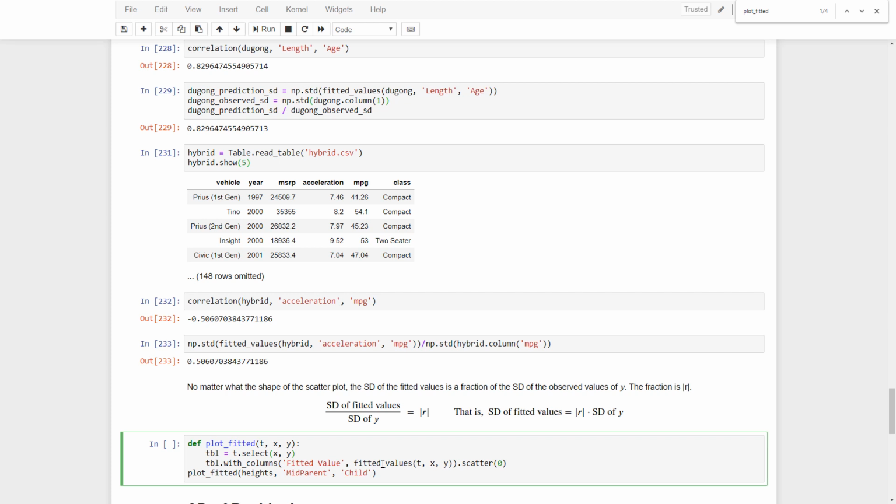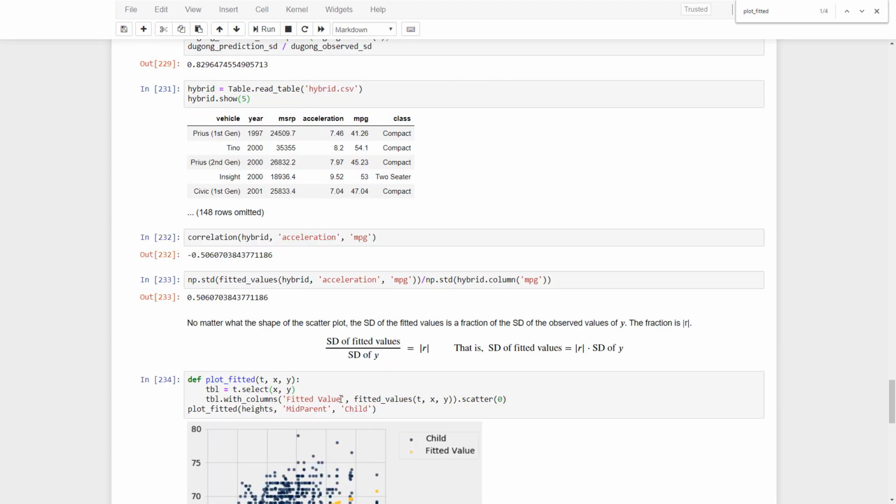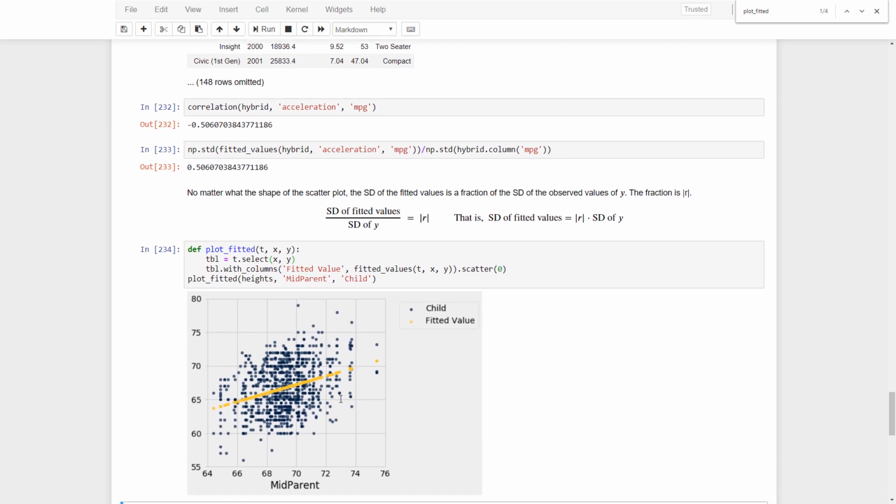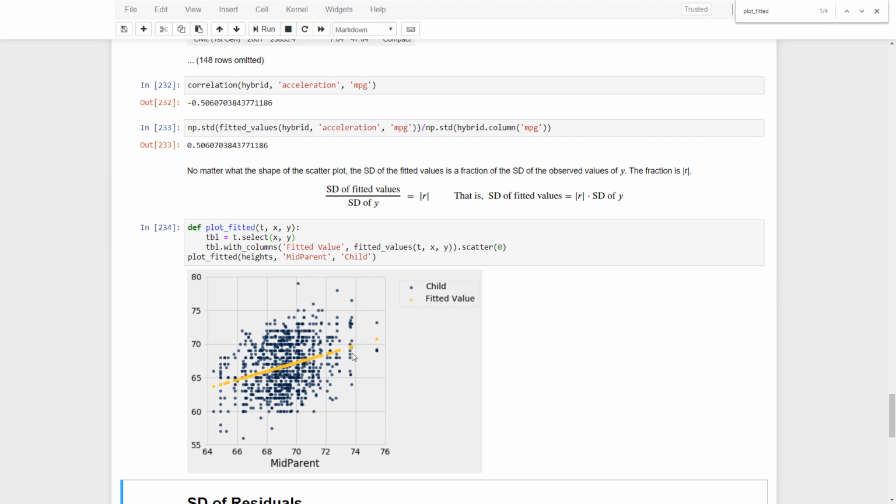We'll do that by looking at the scatter plot along with the predicted values. So here is again the heights data set. We have the scatter plot of the mid-parent height and the child height, and these are the predicted values. Now let's look at the standard deviation of the fitted values. You will see that the fitted values, or the predicted values, are in the range from, let's say, 64 to maybe 71, while the observed values have a higher range.